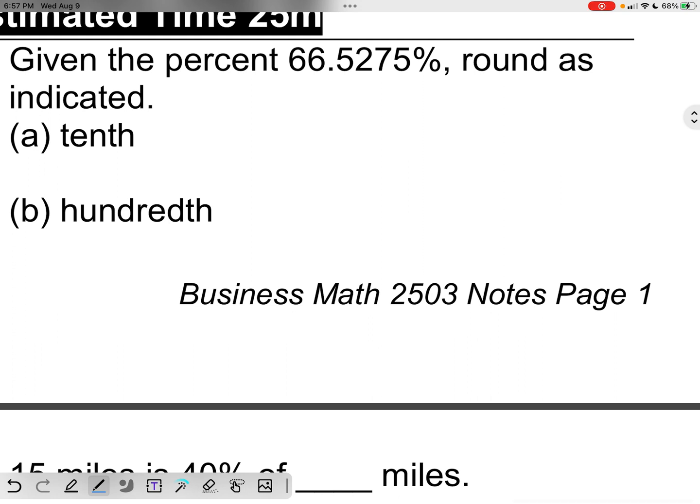Given the percent of that, round is indicated. So the tenths place. Right here, this is the tenths, hundredths, thousandths, 10,000ths. So in that tenths place, I'm looking at 66.52. And your eyes need to be on the 2. If it's a 5 or higher, fly over. It's not, though. So it's lower than a 5, which means our answer is just that 66.5.